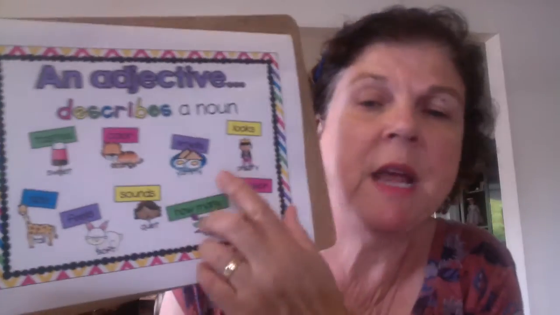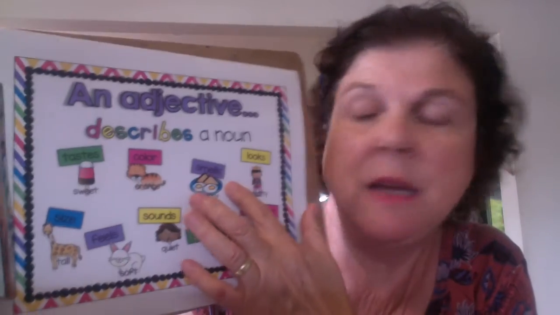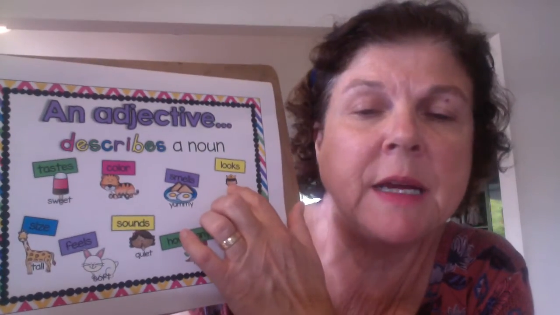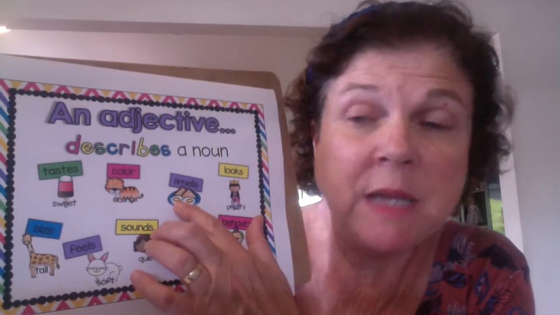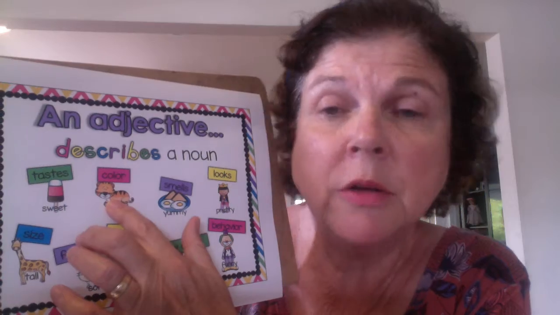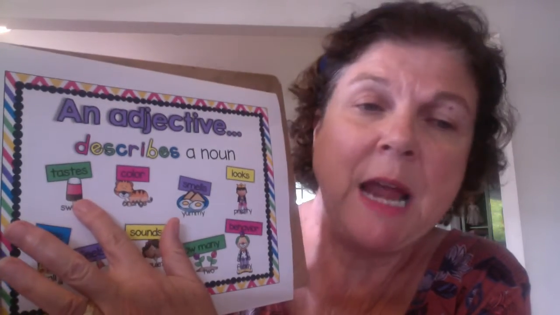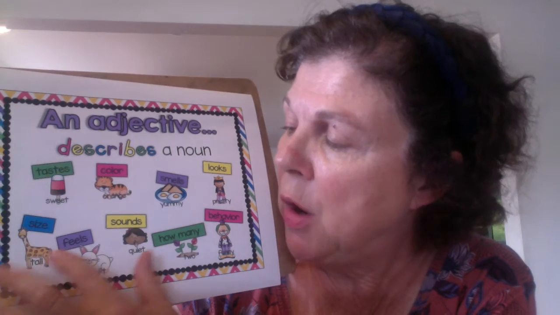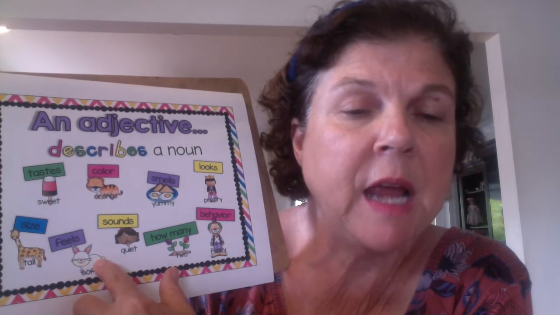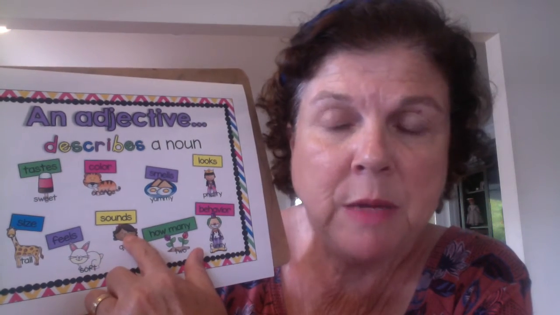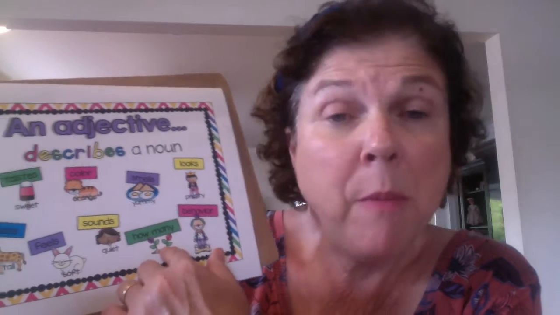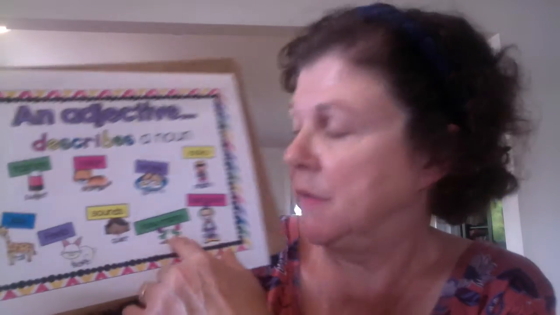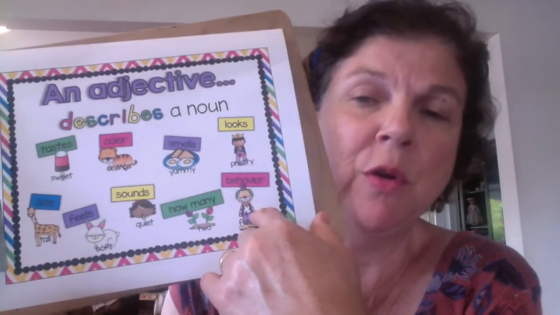So there's ones that talk about what something looks like, something smells like, some color is an adjective, what something tastes like, the size of something is an adjective, what something feels like is an adjective, the sound it makes is an adjective, how many numbers are actually adjectives, and also the behavior can be an adjective. So I'm going to give you some examples to give you a better idea.